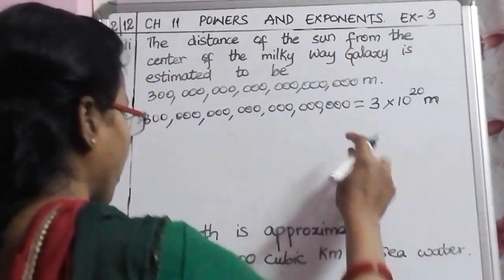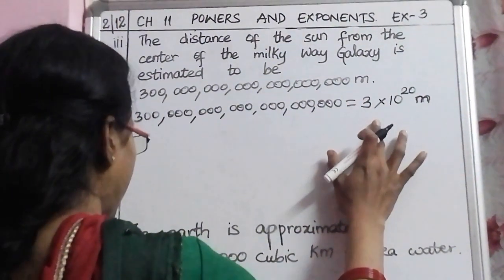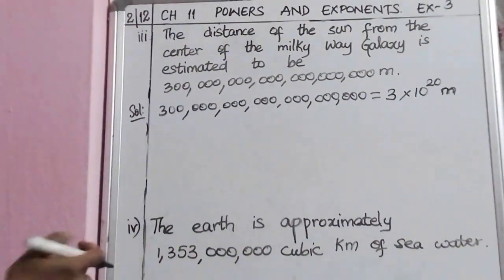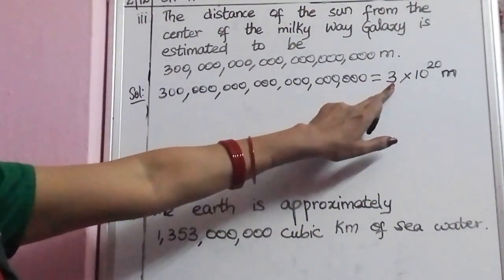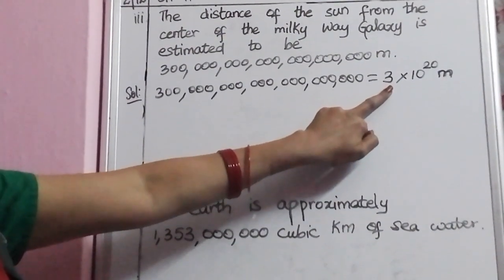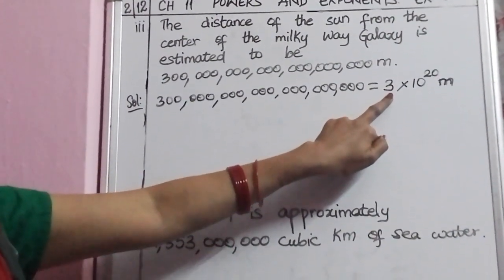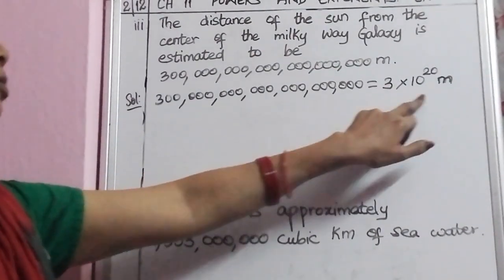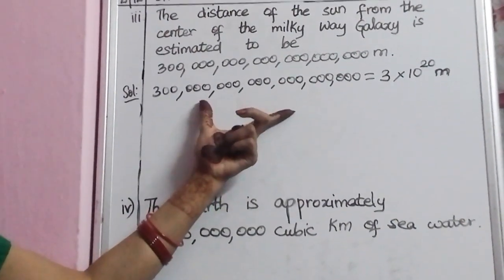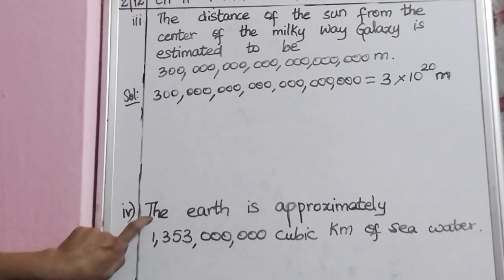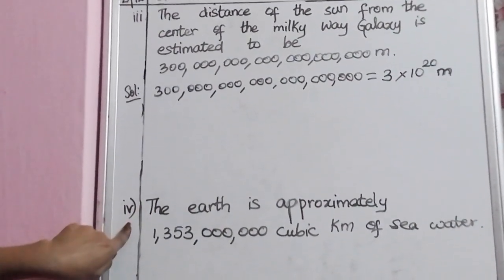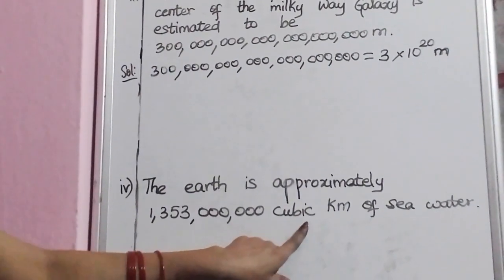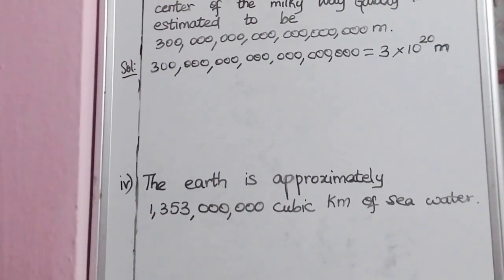Understood this? Is it in the standard form? Yes, very good. Why? Because here the first value is between 1 and 10. So this is the standard form of expressing the given value. Now let us look at problem 4. Question number 4. The earth has approximately this many cubic kilometers of sea water.